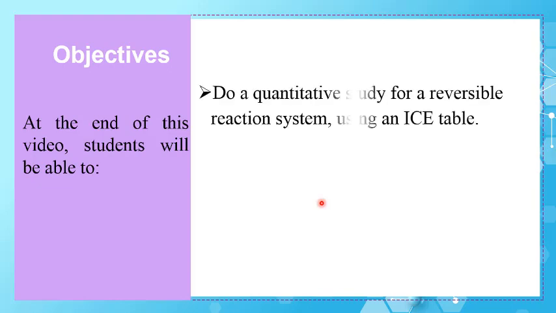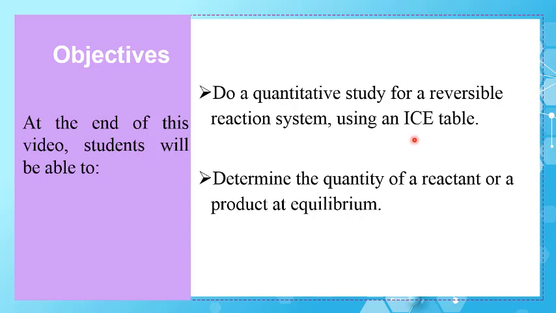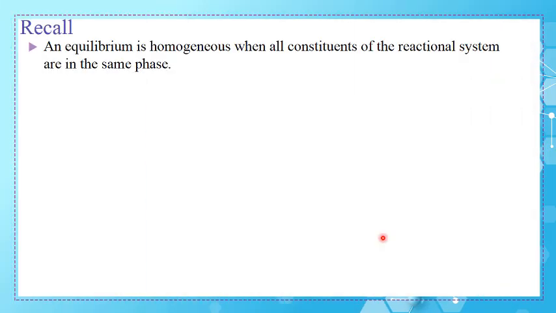As usual, let's start first of all by the objectives. In this part, we have to do a quantitative study for a reversible reaction system using an ICE table. And second, we have to determine the quantity of a reactant or a product at equilibrium. Let's start by a recall of our previous parts.